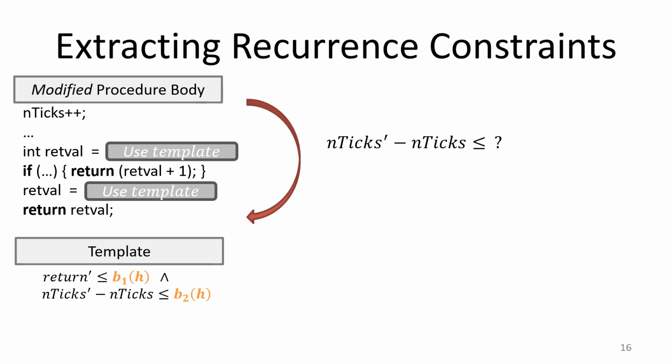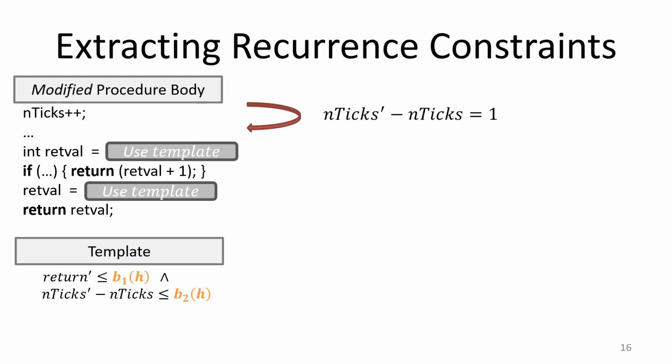For the variable n ticks, we can perform a similar analysis. We ask, how much can n ticks increase between the entry and exit of the modified procedure? Again, we can use existing intra-procedural analysis to answer this question, and that analysis effectively reasons as follows. N ticks increases by exactly 1 at the first line.